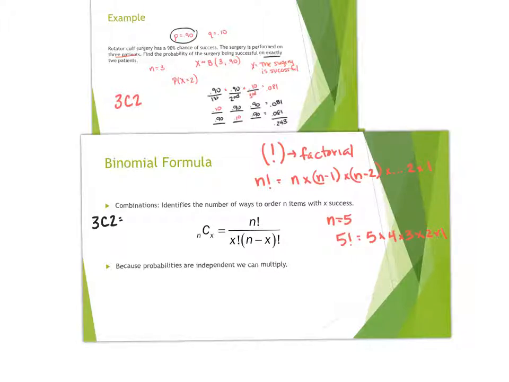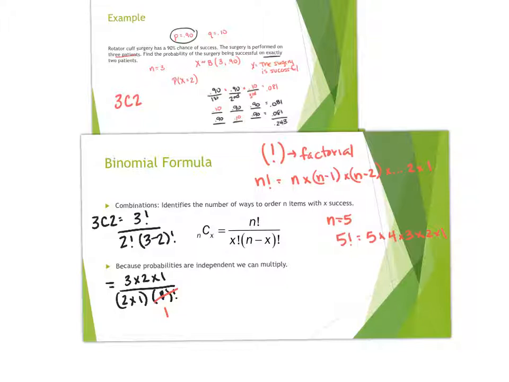3c2 is equal to 3 factorial over 2 factorial times 3 minus 2 factorial. We can clean this up to be, well, 3 factorial is 3 times 2 times 1. 2 factorial is 2 times 1. And then 3 minus 2 is just 1 factorial, which is 1.